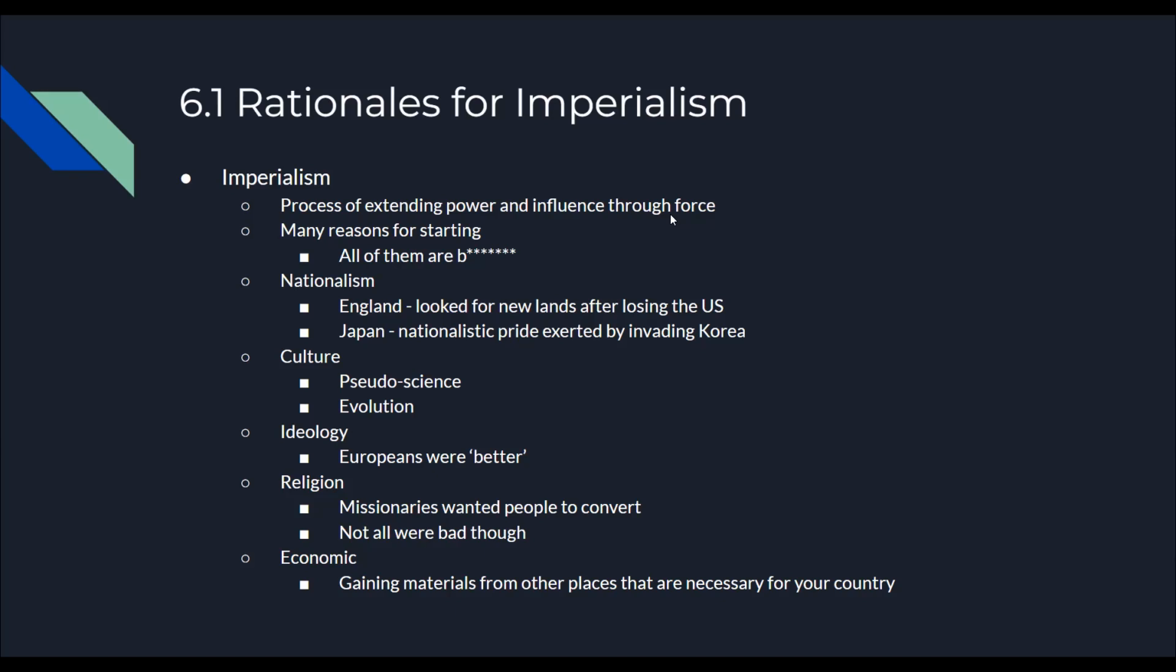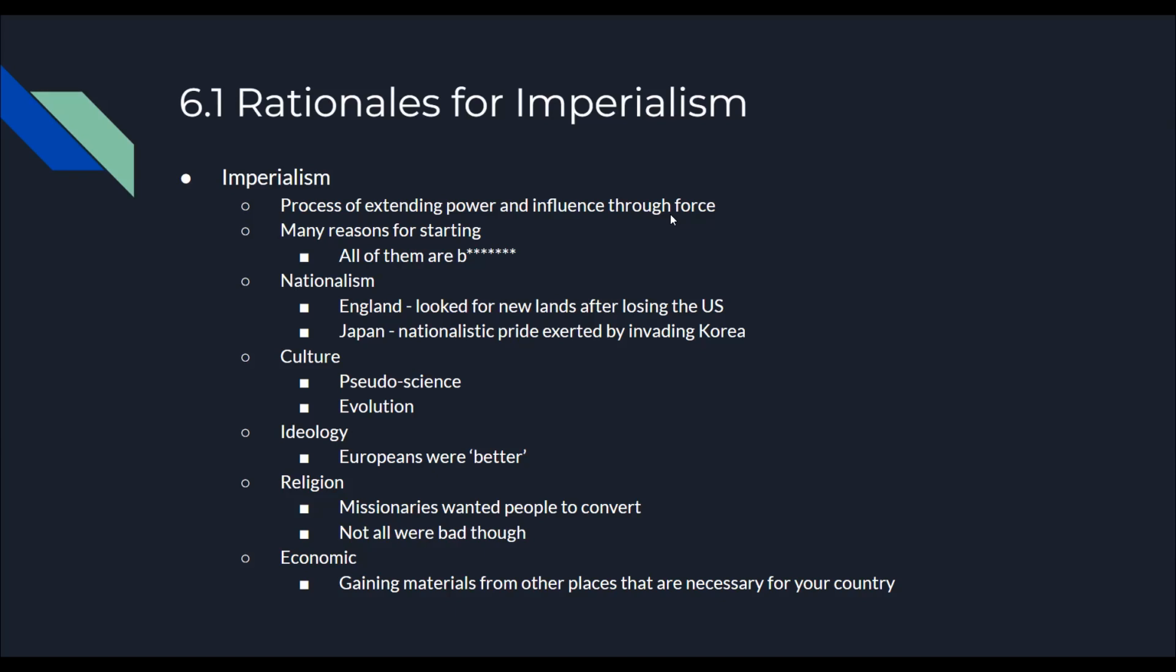The first one is nationalism. Let's look at two areas. In England, England basically lost its American colonies at the end of the Revolutionary War, and they looked for new lands to open settlements in. They wanted more territory. And in Japan, they had nationalistic pride caused by the Meiji Restoration, which was exerted by invading Korea and then invading China, and so on and so forth.